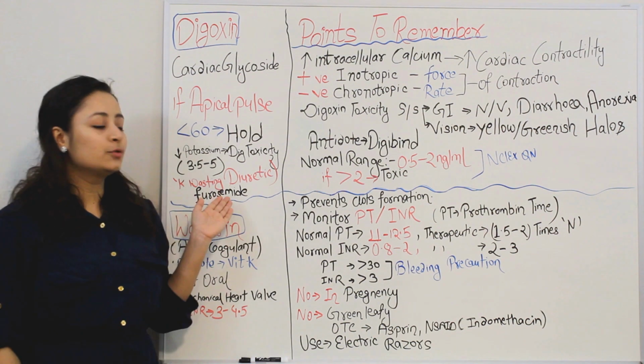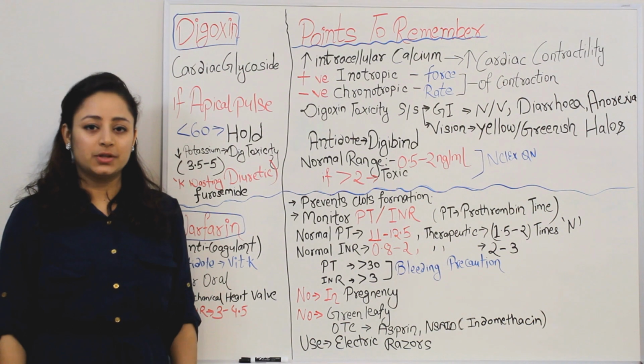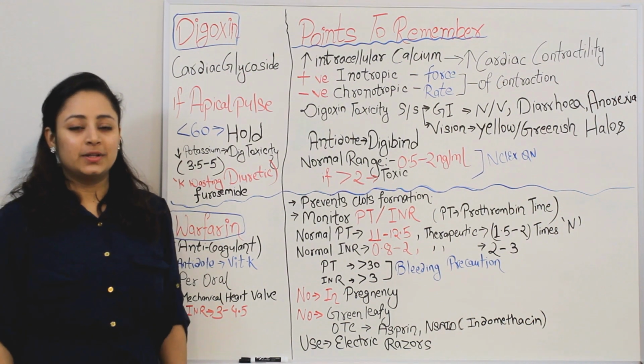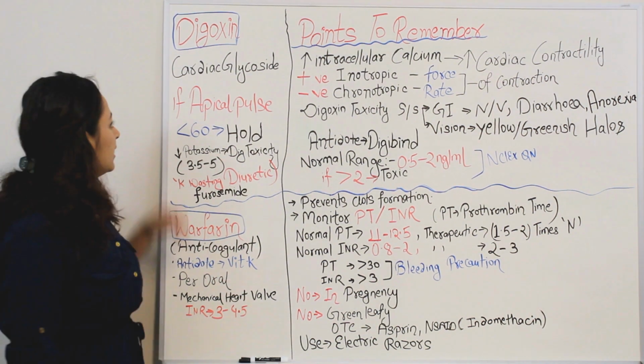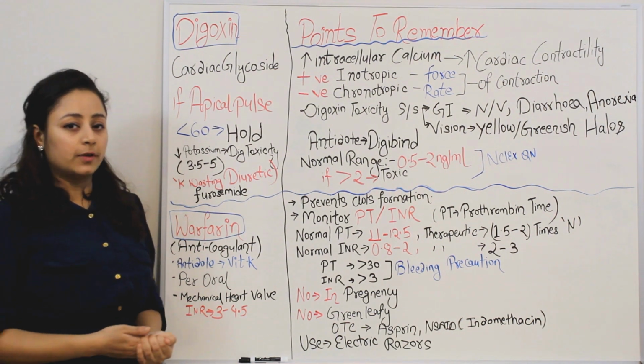This is part 2 for top 6 drugs for NCLEX. In my earlier video, I had discussed 3 drugs, and in this video, I'll be discussing the remaining 3 drugs. So let's begin with digoxin. Digoxin comes under cardiac glycoside. So it is a drug that helps the heart to pump more effectively.